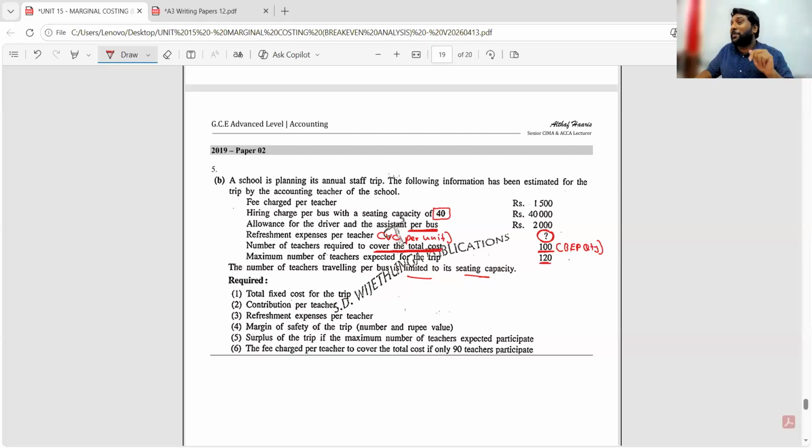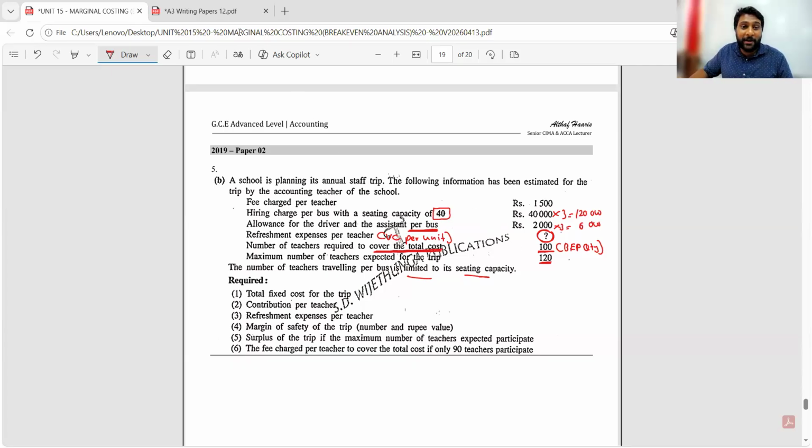They are not asking the break-even point. They are asking us to find the total fixed cost. Fixed cost we can find. So we'll find it, people. How many teachers? 120, no? Then how many buses do we need? Tell me. 3 buses. How many driver and conductor sets? 3 sets. So here into 3, here into 3.